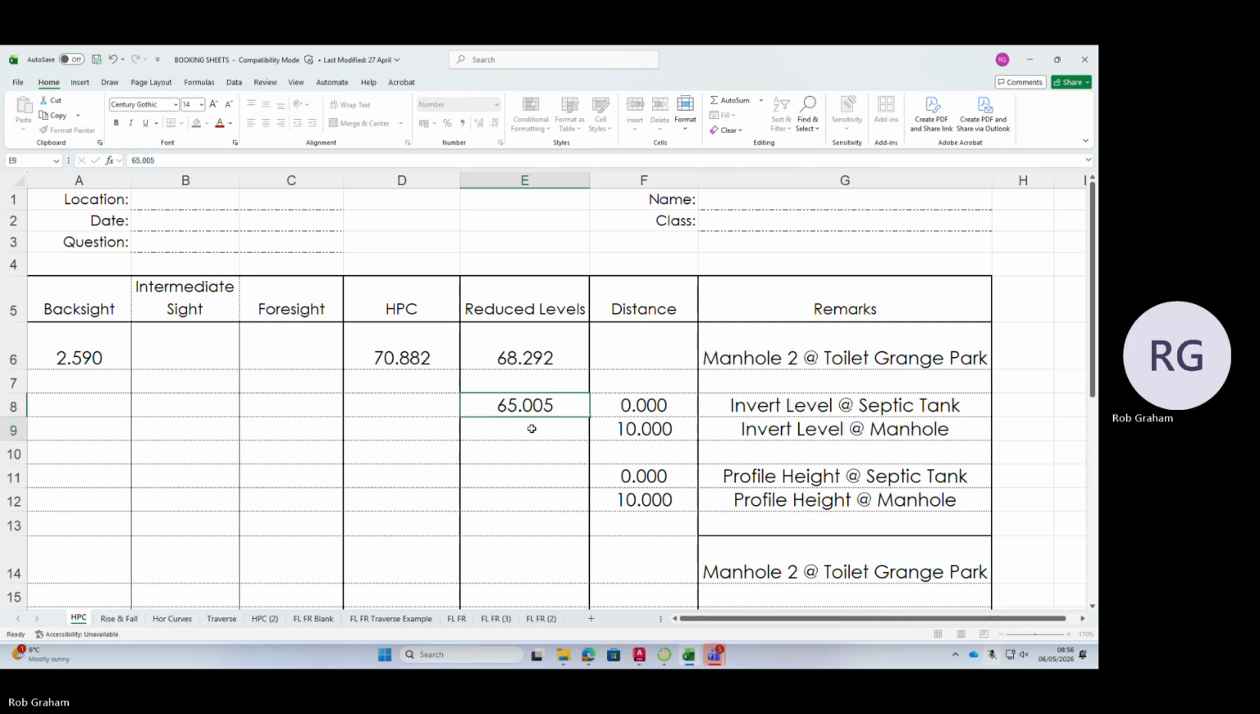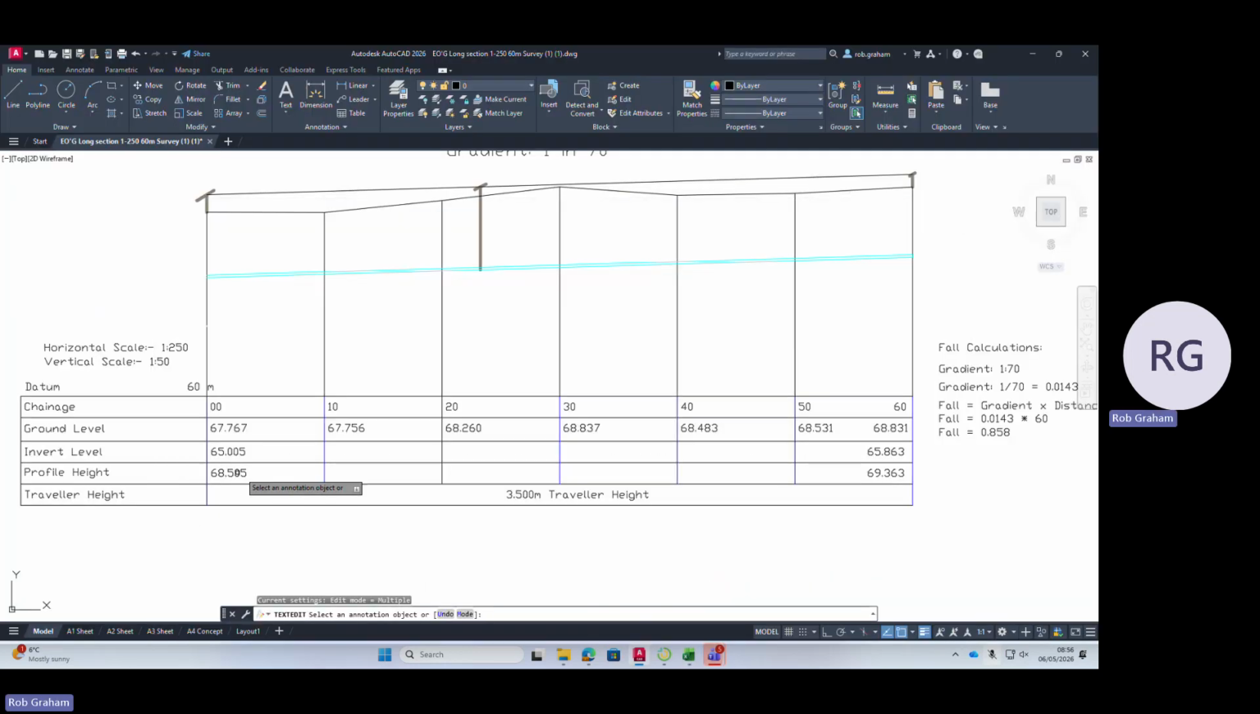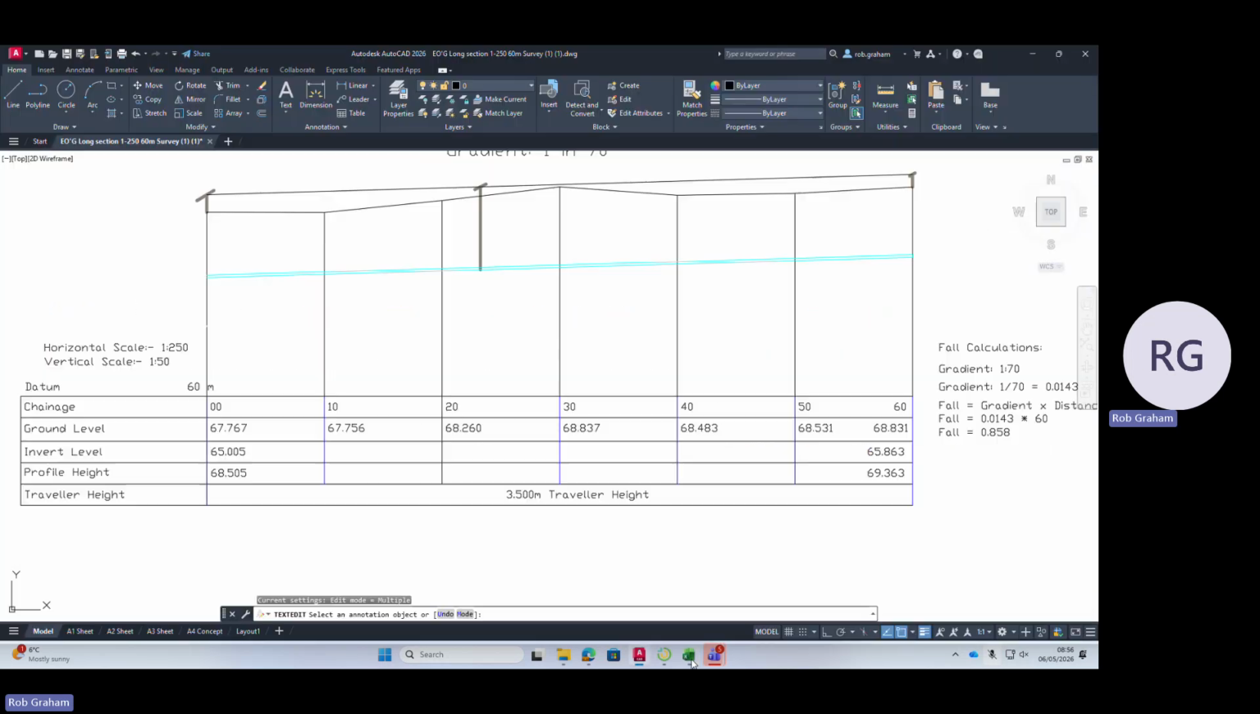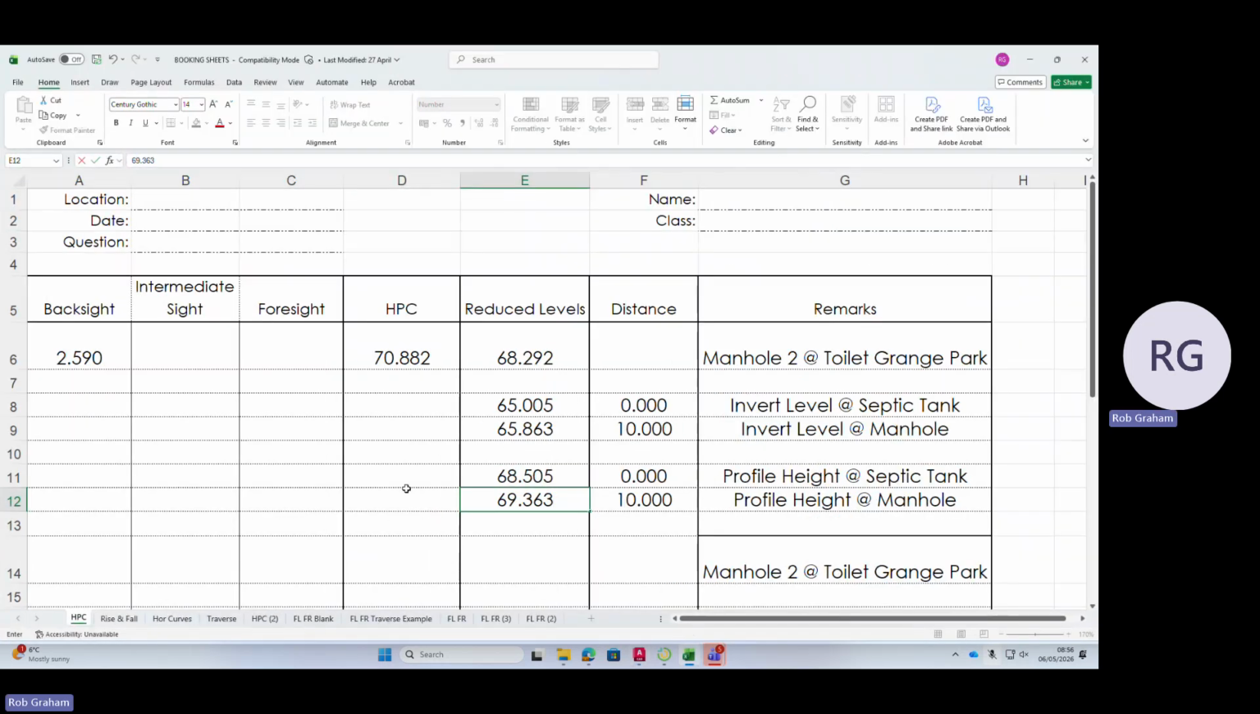65.005, 65.863, and then your calculated 68.505 and 69.363. I'll give you a check on that. Yep. So we input that in there onto a booking sheet, and we then need to calculate the levels that we take for this.